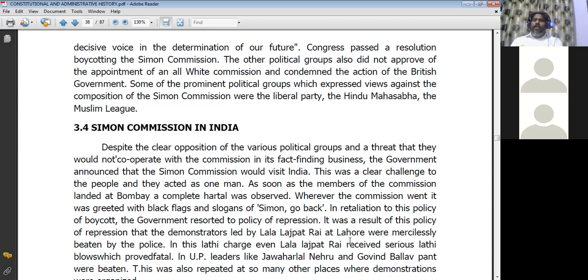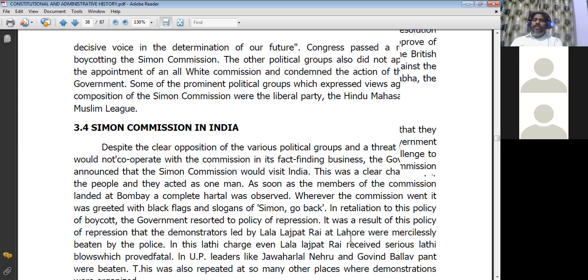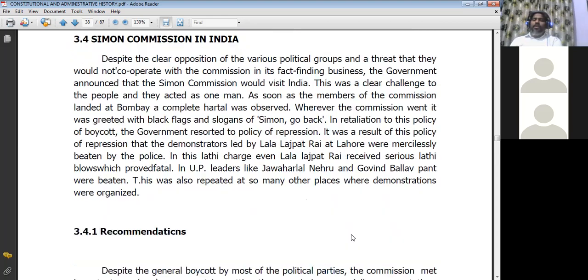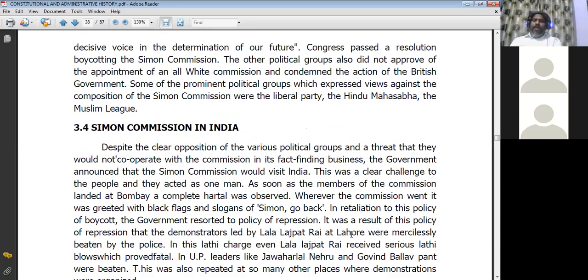Okay, so in the United Provinces, leaders like Jawaharlal Nehru and Govind Vallabh Pant were beaten. Even in many places, like Madras province, Bombay, Uttar Pradesh and the Central Provinces, everywhere the Simon Commission visited, it was boycotted by every party in India, except one or two.